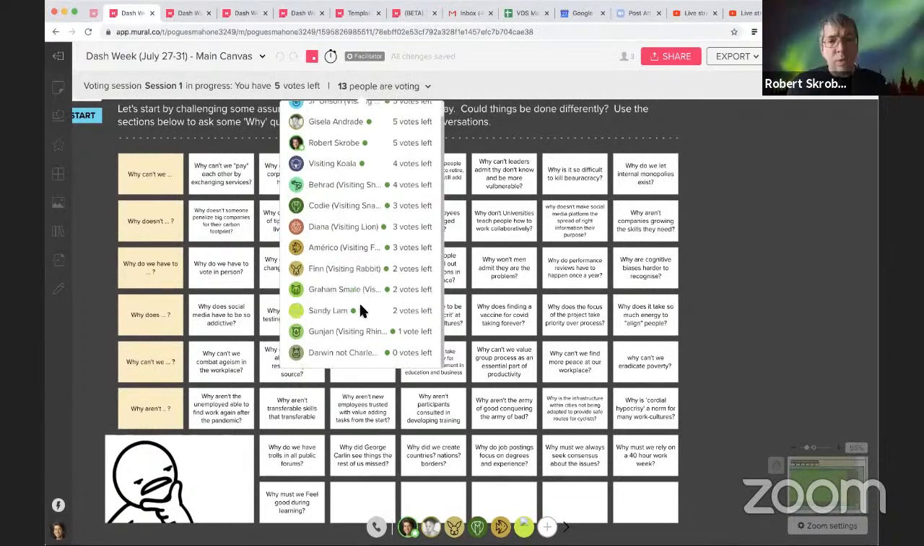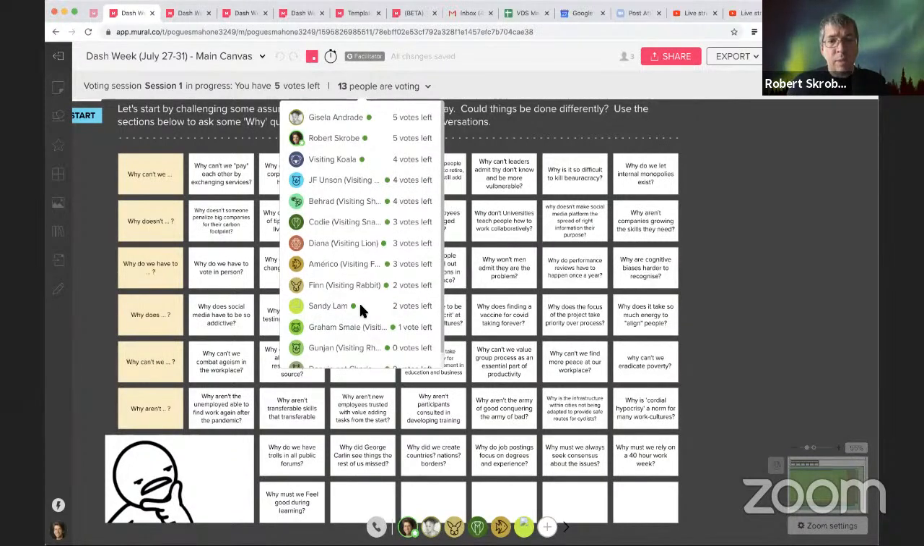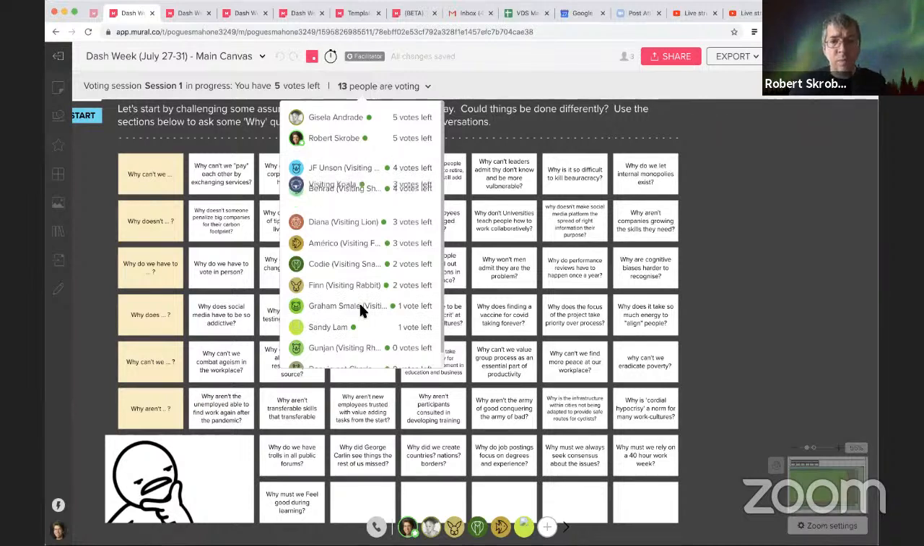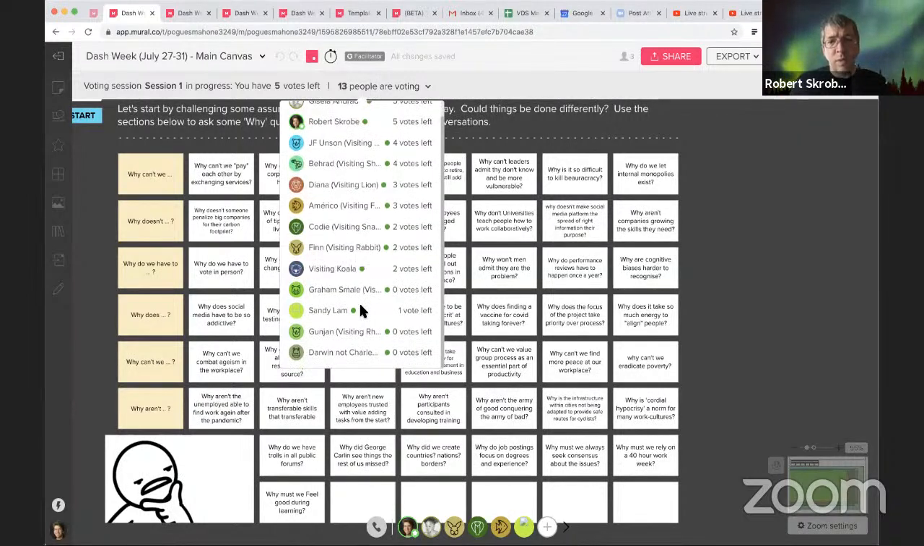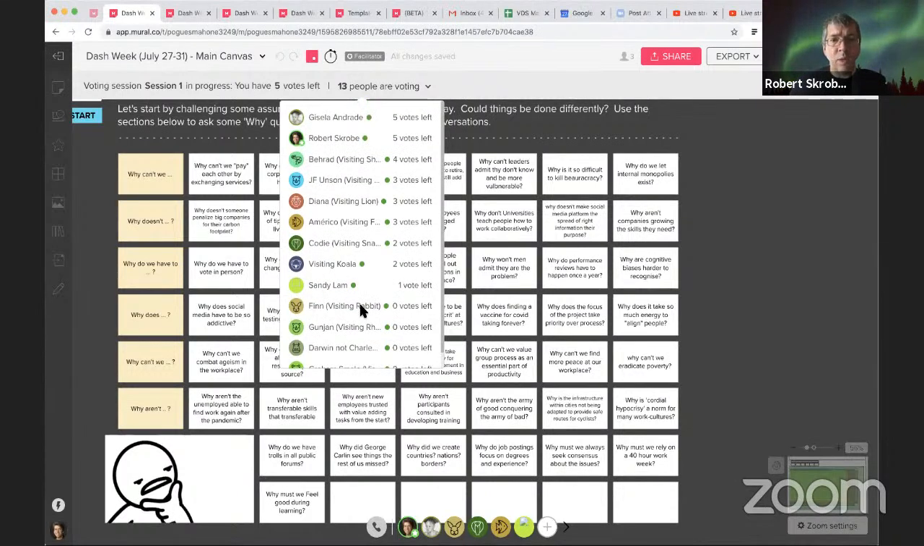Looks like Darwin's in first in terms of people getting done. Gujim is right behind him. And it's Graham, Sandy, and Finn all looking to basically get their votes in for third. And we have Graham coming in third. I'll let everyone know when we're getting close to being done.